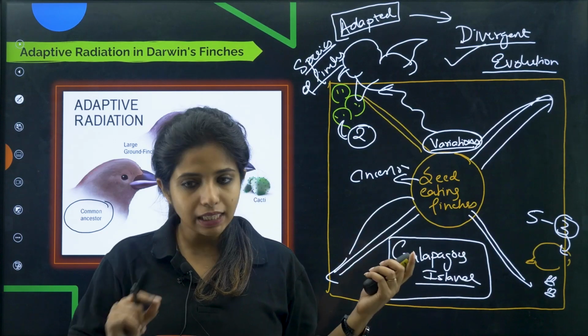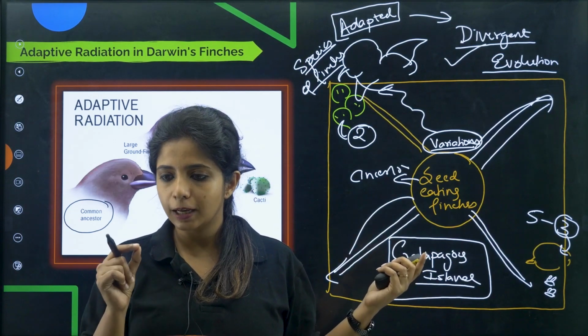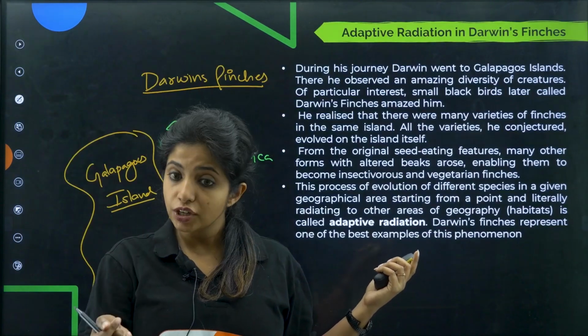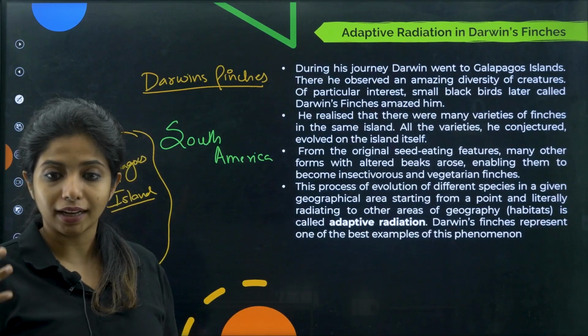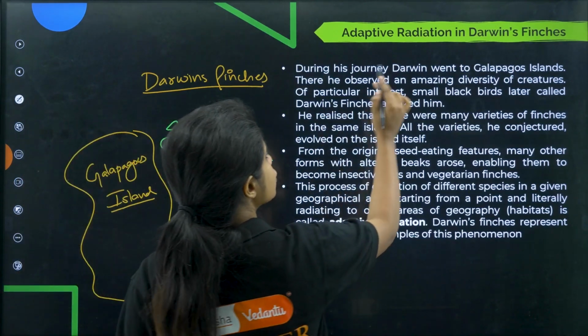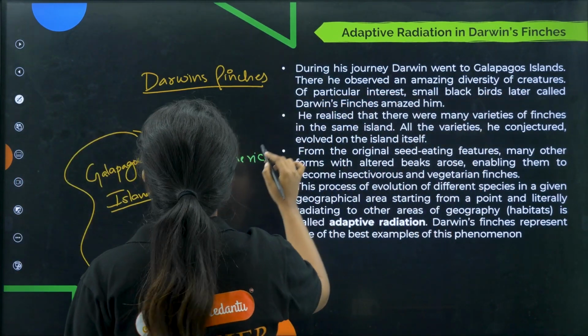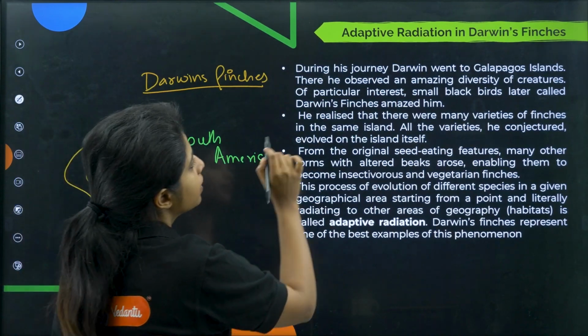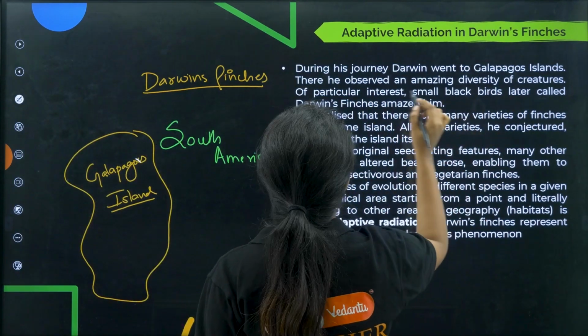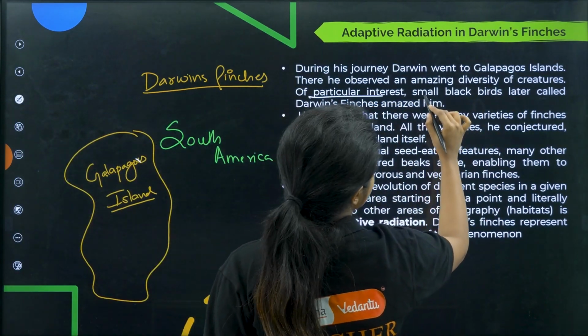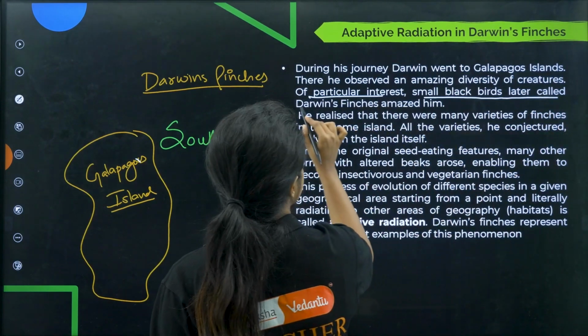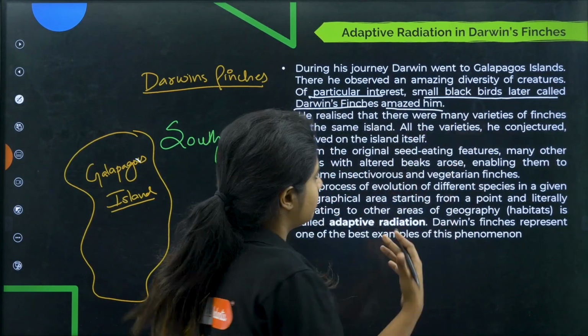We'll get to see the exact definition, and you might get things better. So during his journey, Darwin went to Galapagos. The spelling of Galapagos does not have an E. There he observed an amazing diversity of creatures. Of particular interest, small black birds, later called Darwin's finches, amazed him.